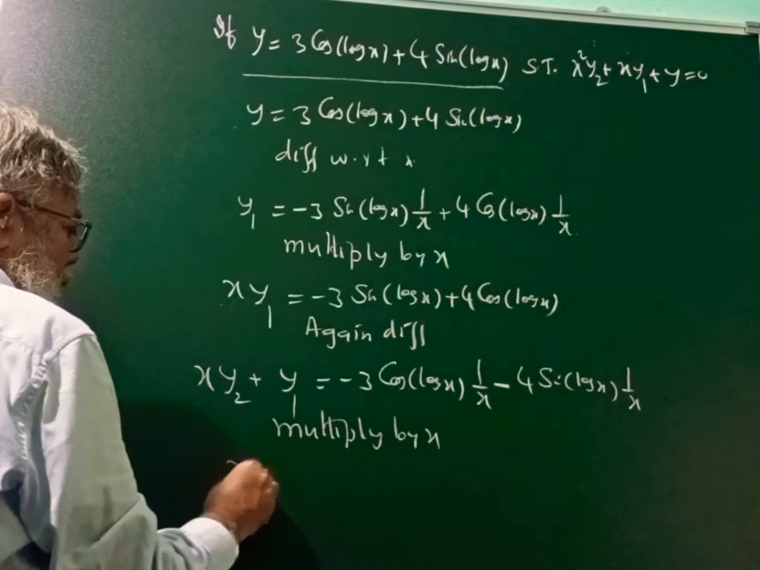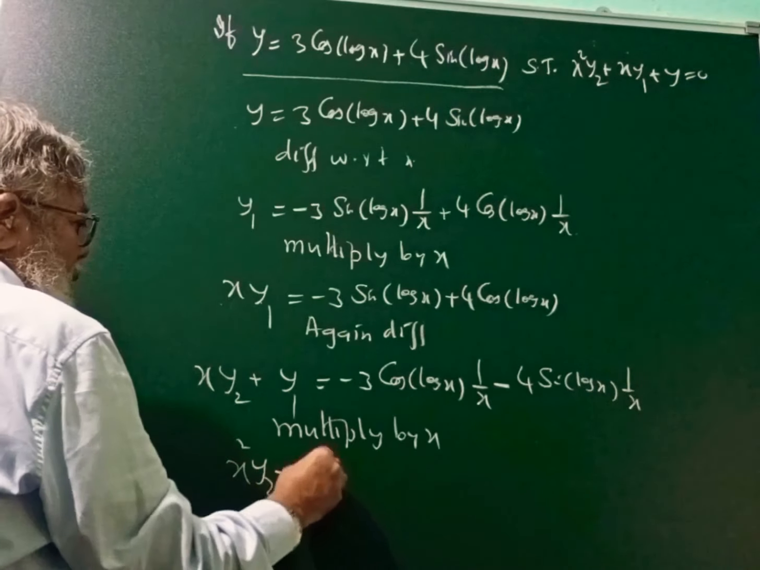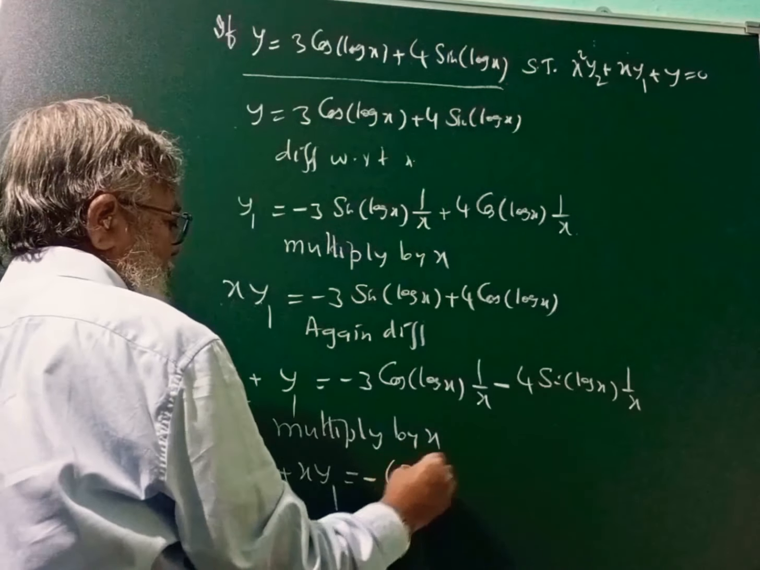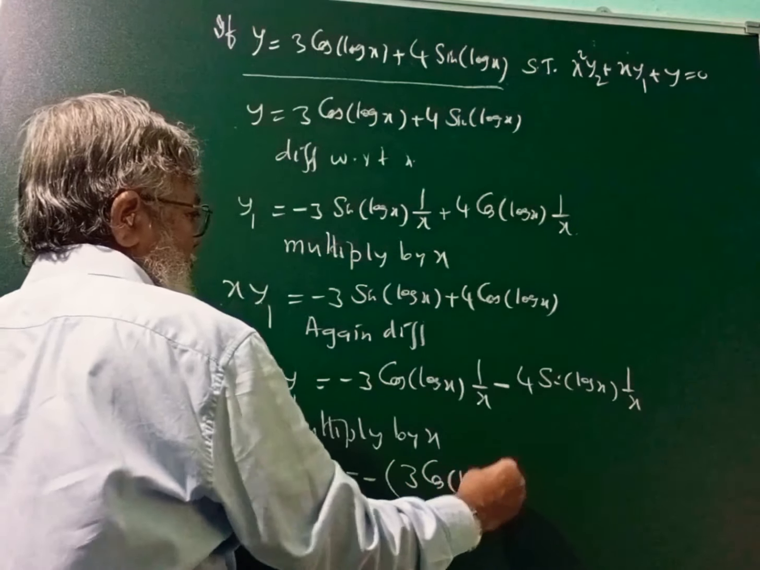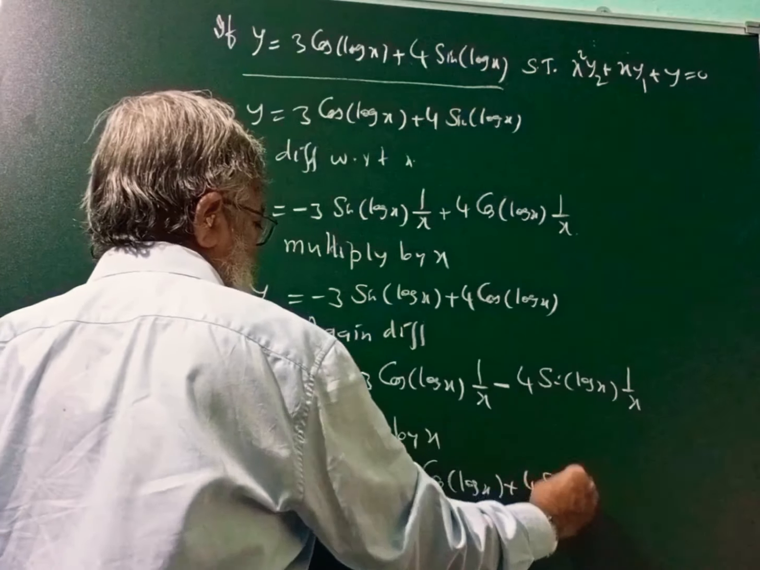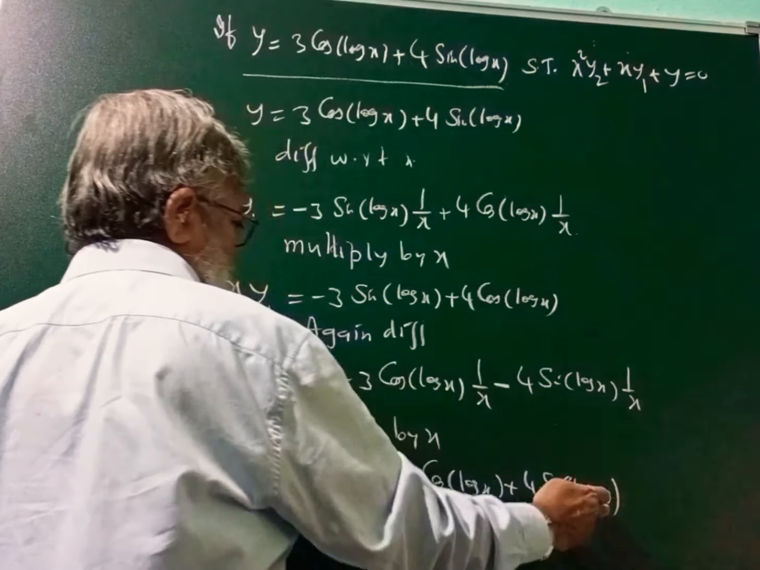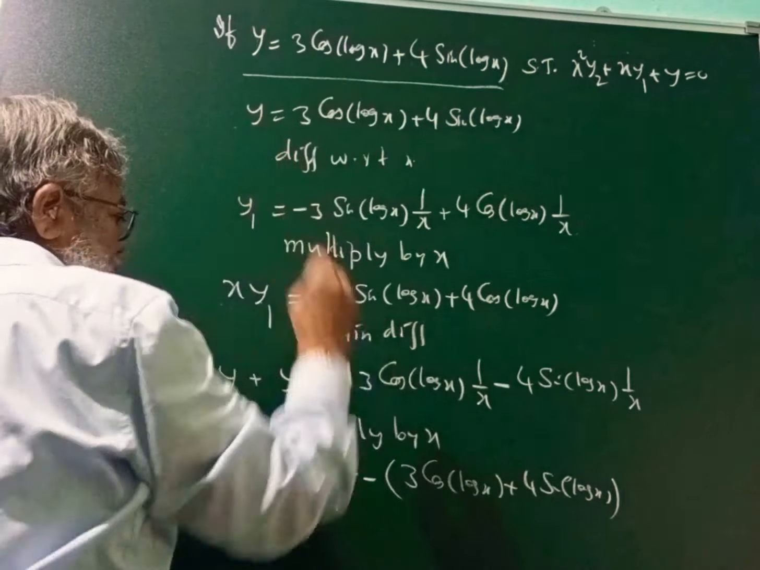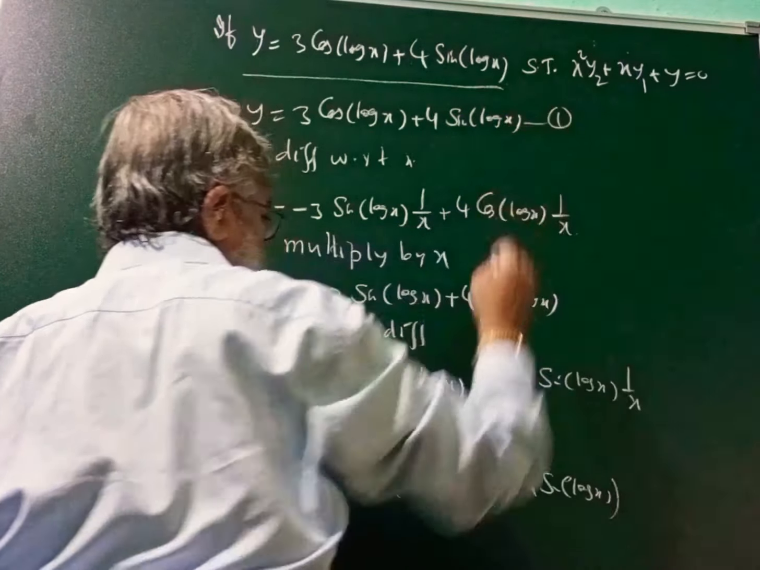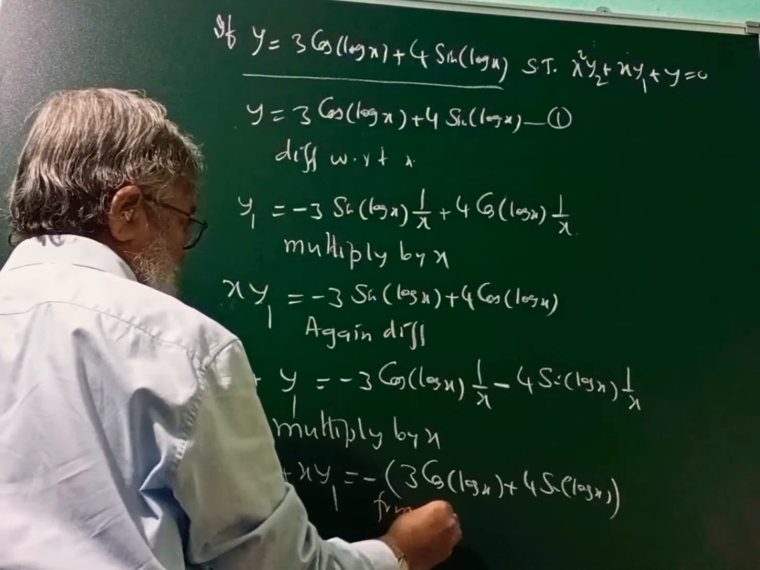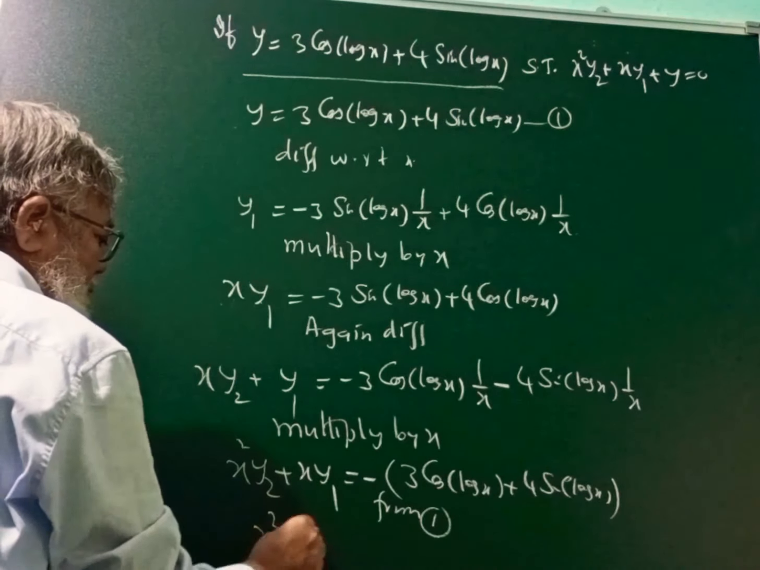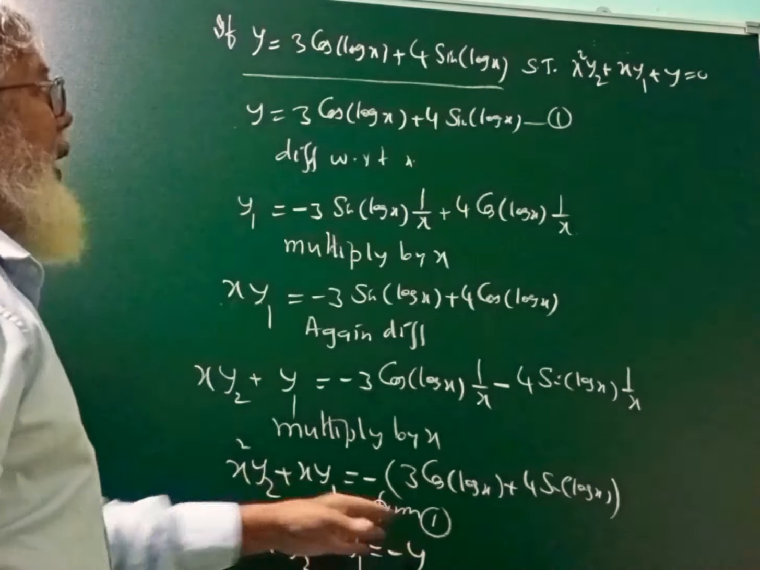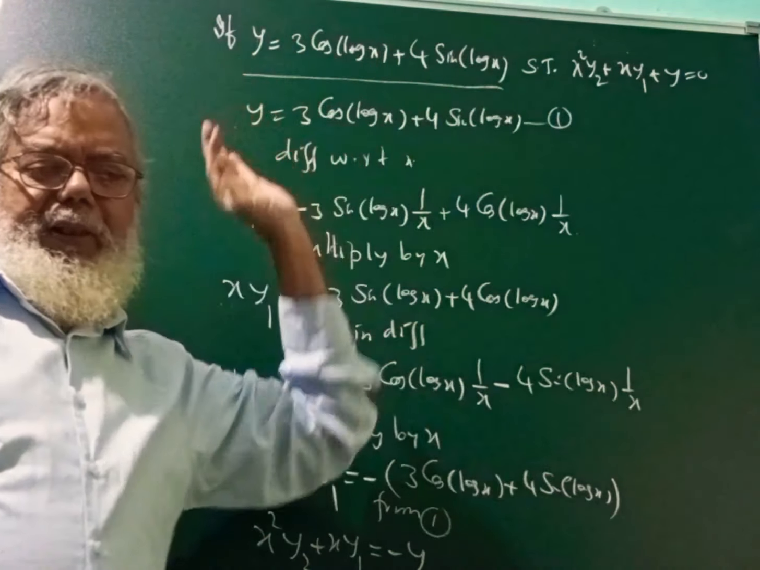So this will be x square y2 plus xy1. In this quantity we can take minus common: 3 cos of log x plus 4 sin of log x. Now see what this bracket is. This bracket is nothing but, from the given equation, y. So from equation 1 we can write x square y2 plus xy1 is equal to minus y. Taking y to that side, we get the given equation.